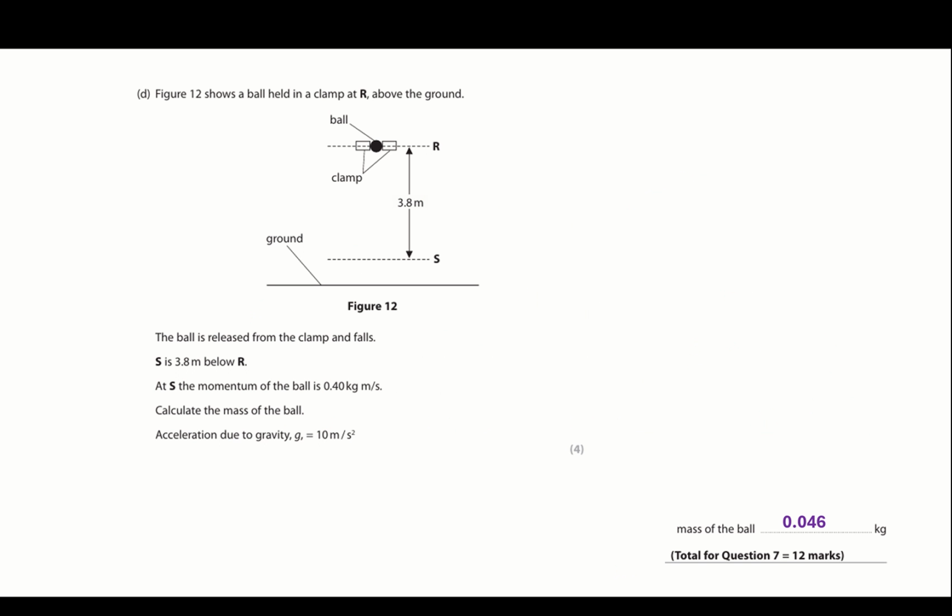The next one, we've got the ball is held in a clamp. This time we've got 3.8 meters, but we don't need to change that. The ball is released and it falls. At S, the momentum is 0.4 kilogram meters per second. It says calculate the mass of the ball and the acceleration equals 10. So we're just going to have to use the same equation, and we want to work out the mass.